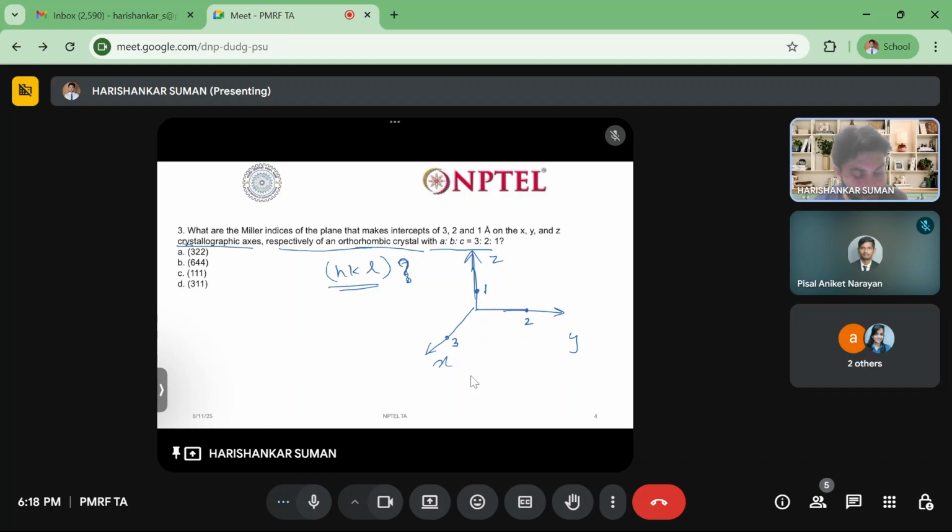So are you able to do? Let me explain. First step, intercept 3, 2, 1. Then reciprocal of these intercepts, and with ABC, let's say 3 times on the a-axis, 2 times on the b-axis, 1 time on the c-axis.